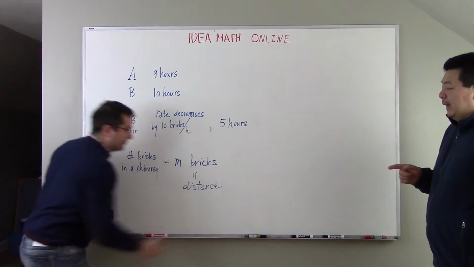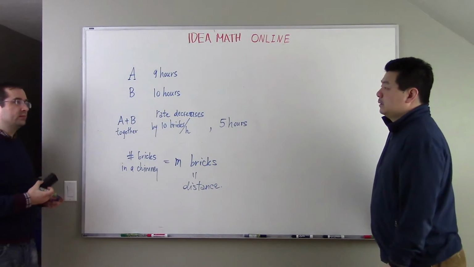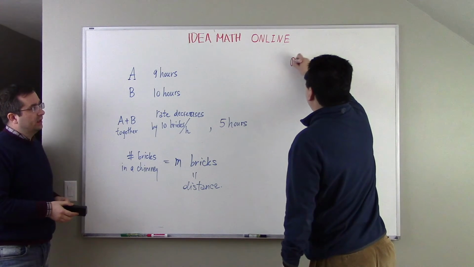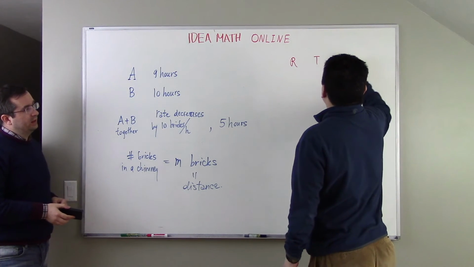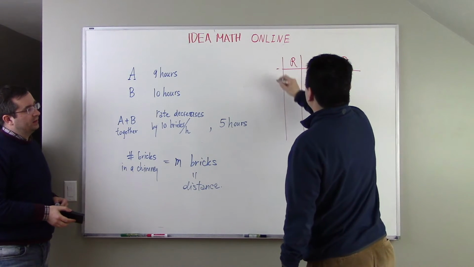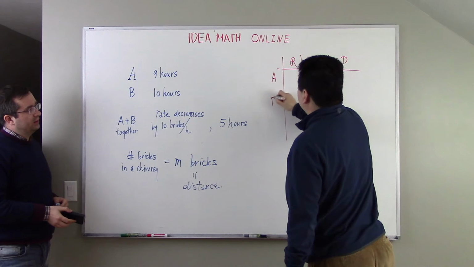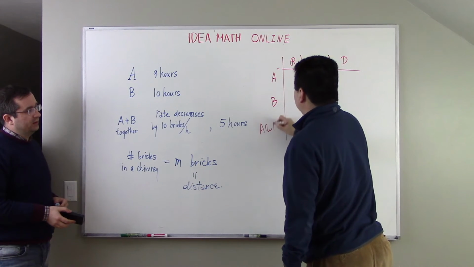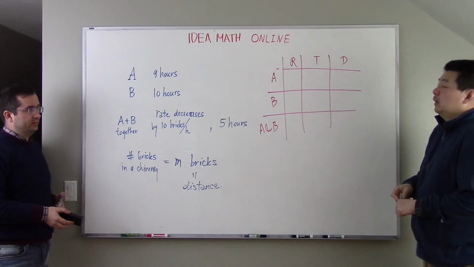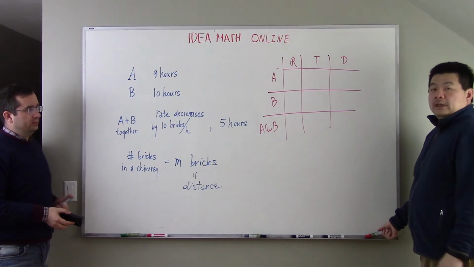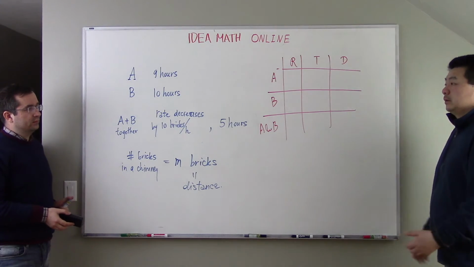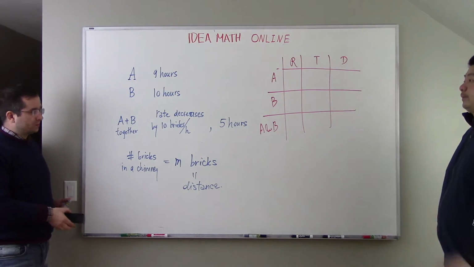So with this in mind, whenever we solve distance, rate, and time problems, we always want to make a table: R, T, and D. Then it's very clear we have player A, player B, and players A and B together. We have this information. Now complete this table, and if you complete it well, you have a good chance to complete the solution on your own.